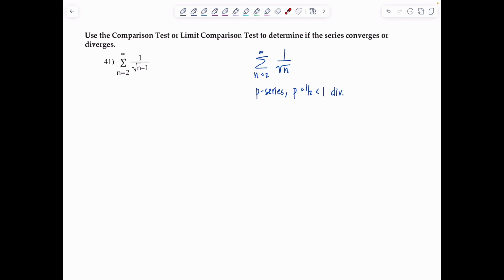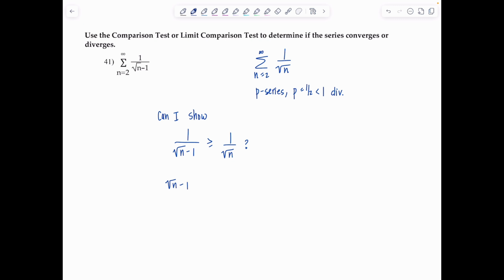So can I use direct comparison or do I have to do limit comparison? Let's think back. This guy diverges. If I can show that the terms here, 1 over root n minus 1, are bigger than the terms of this divergent series, then my series must diverge also. So can I show that 1 over square root of n minus 1 is greater than or equal to 1 over square root of n? I think so. It's pretty straightforward.